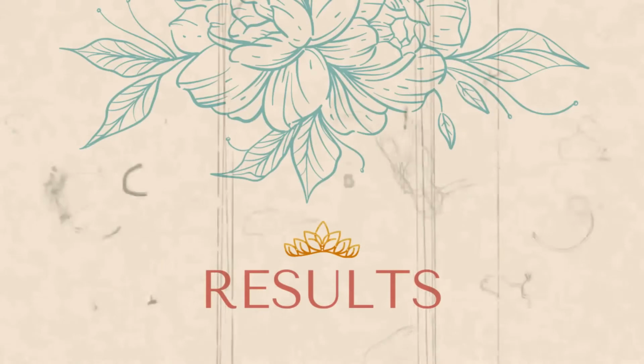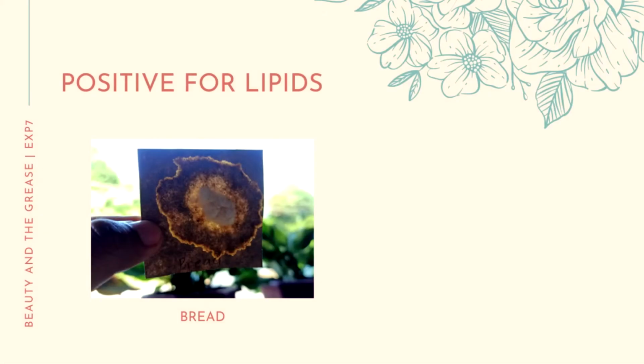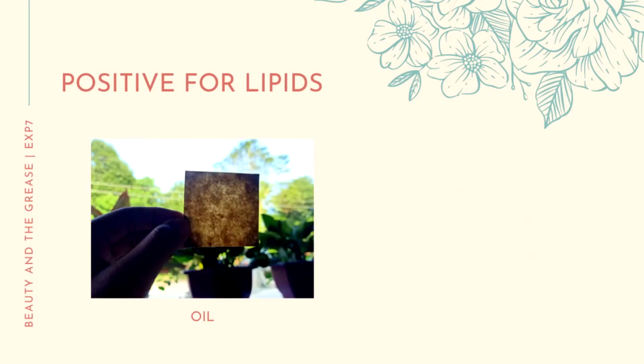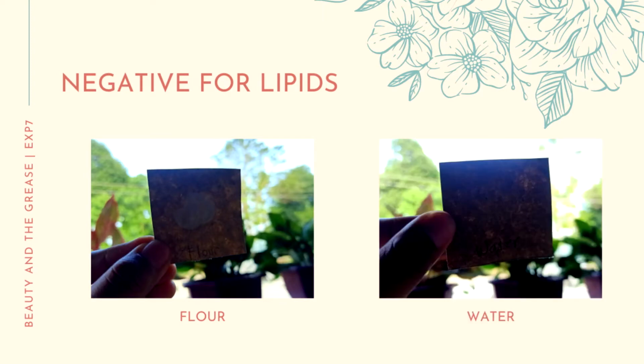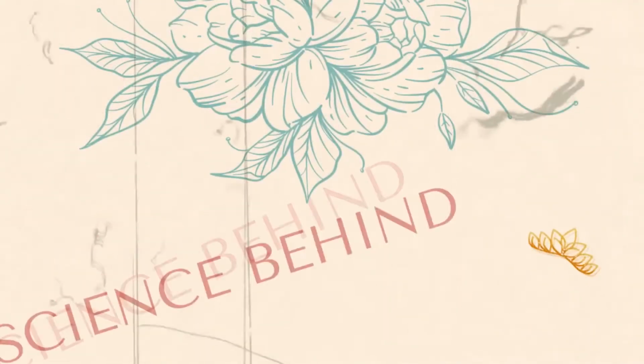The spots on the brown paper indicate that bread, peanut butter, and oil contain lipids. The same is true with milk, which has a little bit of discoloration. That is nothing unusual since there are some fats in milk. Conversely, flour and water do not have any discoloration. This indicates the absence of lipids.